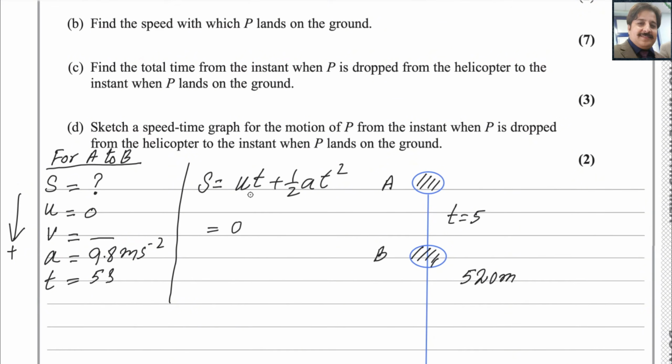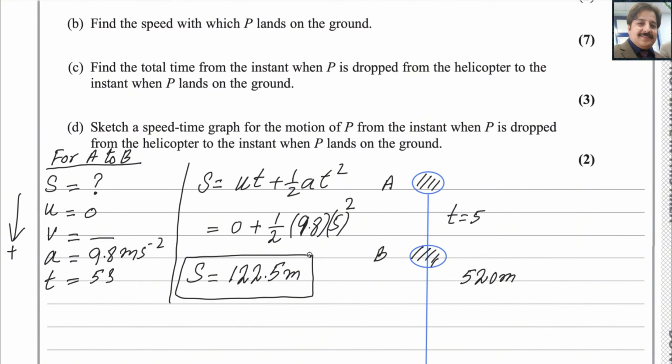U is 0, so the first value becomes 0, plus 1 over 2, acceleration is 9.8, and time taken is 5, because it is t squared, so it will be 5 squared. Solve using a calculator: 25 multiplied by 9.8 divided by 2. It will give you the answer 122.5 meters. So the distance traveled from A to B will be 122.5 meters.